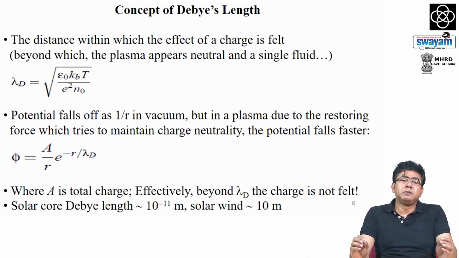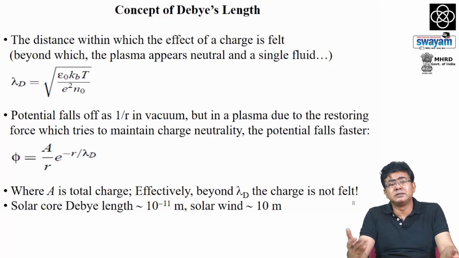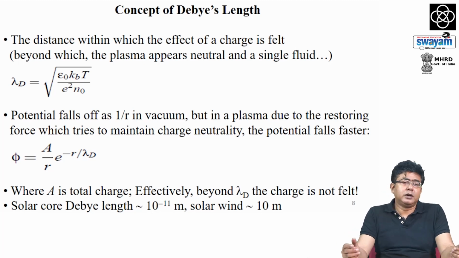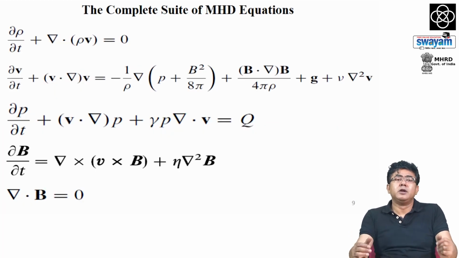Okay. Typically, the potential falls off much faster in such cases because of the presence of the electron cloud, and over a distance of lambda D, the force of the charge at the center, the ion, is effectively wiped out. So, when you are considering a length scale which is much larger than lambda D, the Debye length, you are fine treating this system effectively as a single fluid. Okay. So, with these ideas in the background, you can write down the complete set of MHD equations now, which is what is there in the slide.